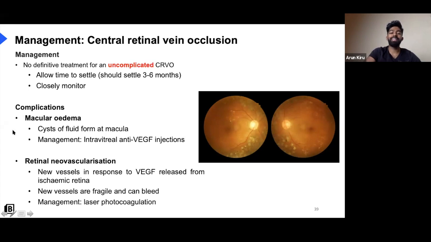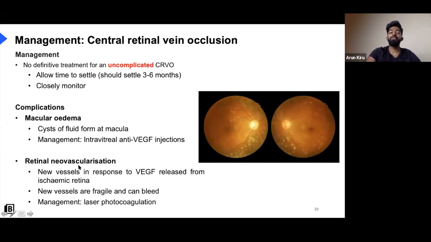One of them is macular edema. So this is where you get kind of fluid building up in the center part. And that is a common complication. You get cysts of fluid, and you treat that, if you see that, with injections in the vitreous. So intravitreal injections of anti-VEGF. So they basically stop the fluid or reduce the fluid.